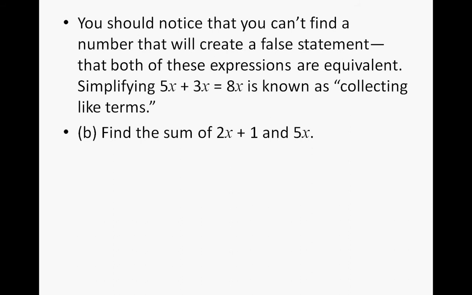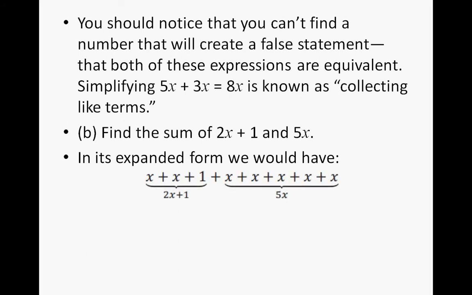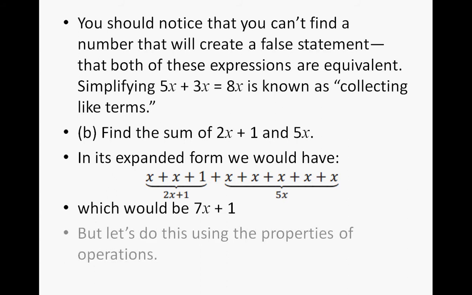For part B, find the sum of 2x plus 1 and 5x. In its expanded form, we would have x plus 1, representing 2x plus 1, and again, 5 x's. In this case, 2x plus 5 x's would be 7x plus 1. But let's do this using the properties of operations.